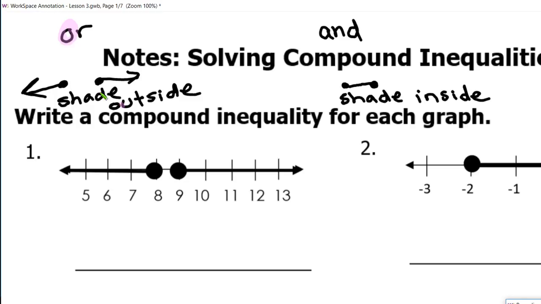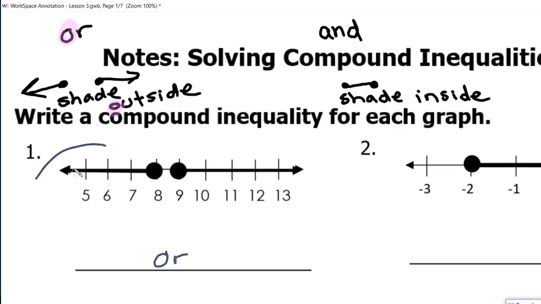So if you look at number 1, here are my 2 points right here. Do they shade inside the points or outside the points? Outside. So I know that my answer has to have an OR. Now, there are 2 inequalities here. One was shaded to the left, one was shaded to the right. So I need to write down both of those inequalities.